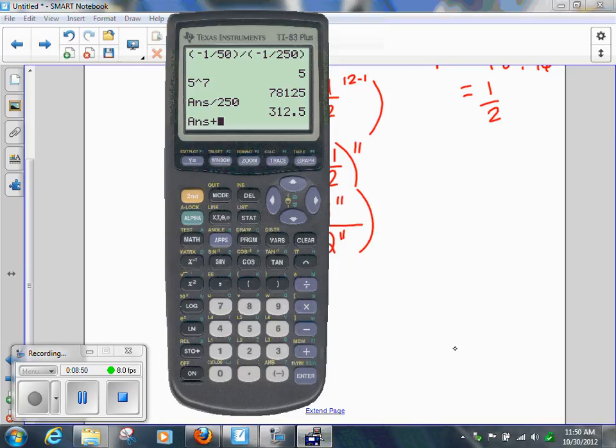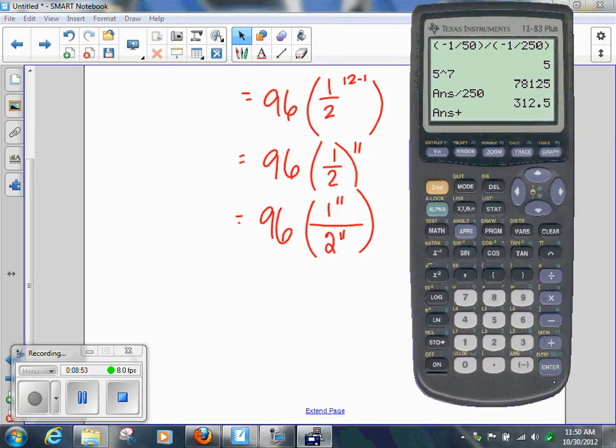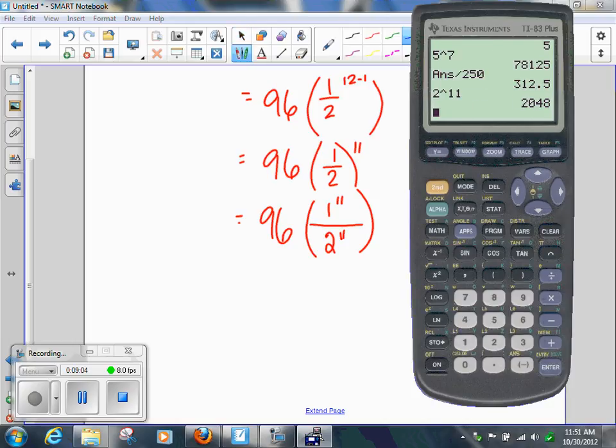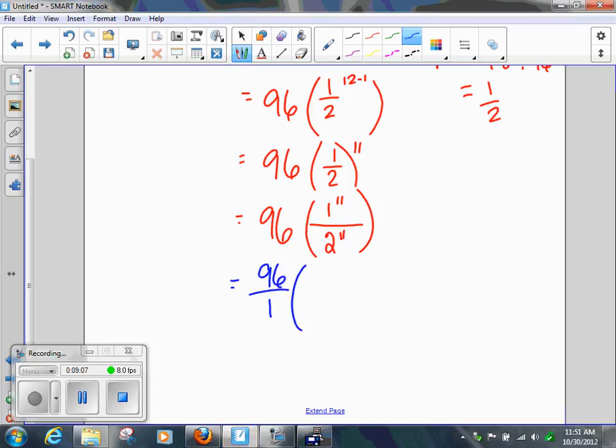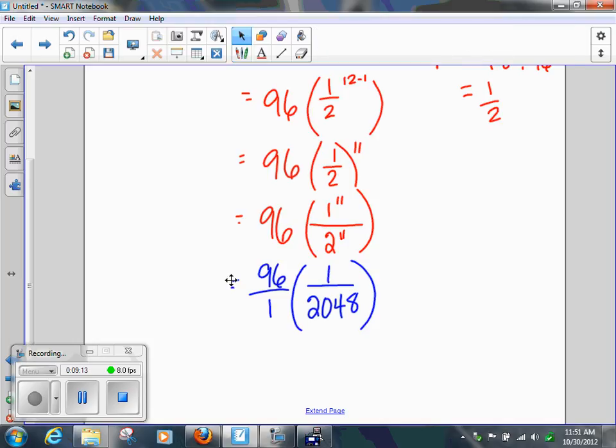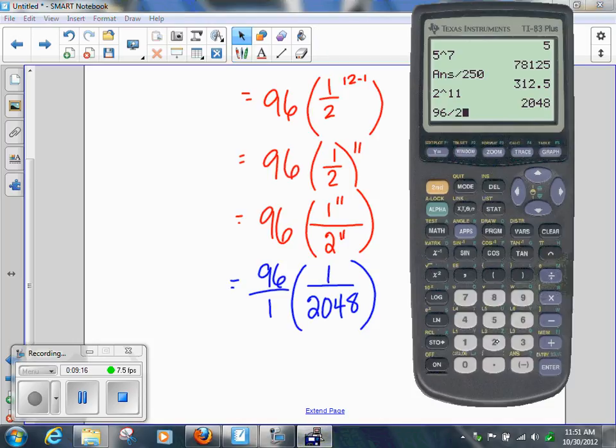Let's move it up here. So 1 to the 11th power, of course, is 1. 2 raised to the 11th is 2048. So again, 96, and then divide 96 by 2048. What am I going to do? Math bracket. 3 over 64. Okay? Cool with this?